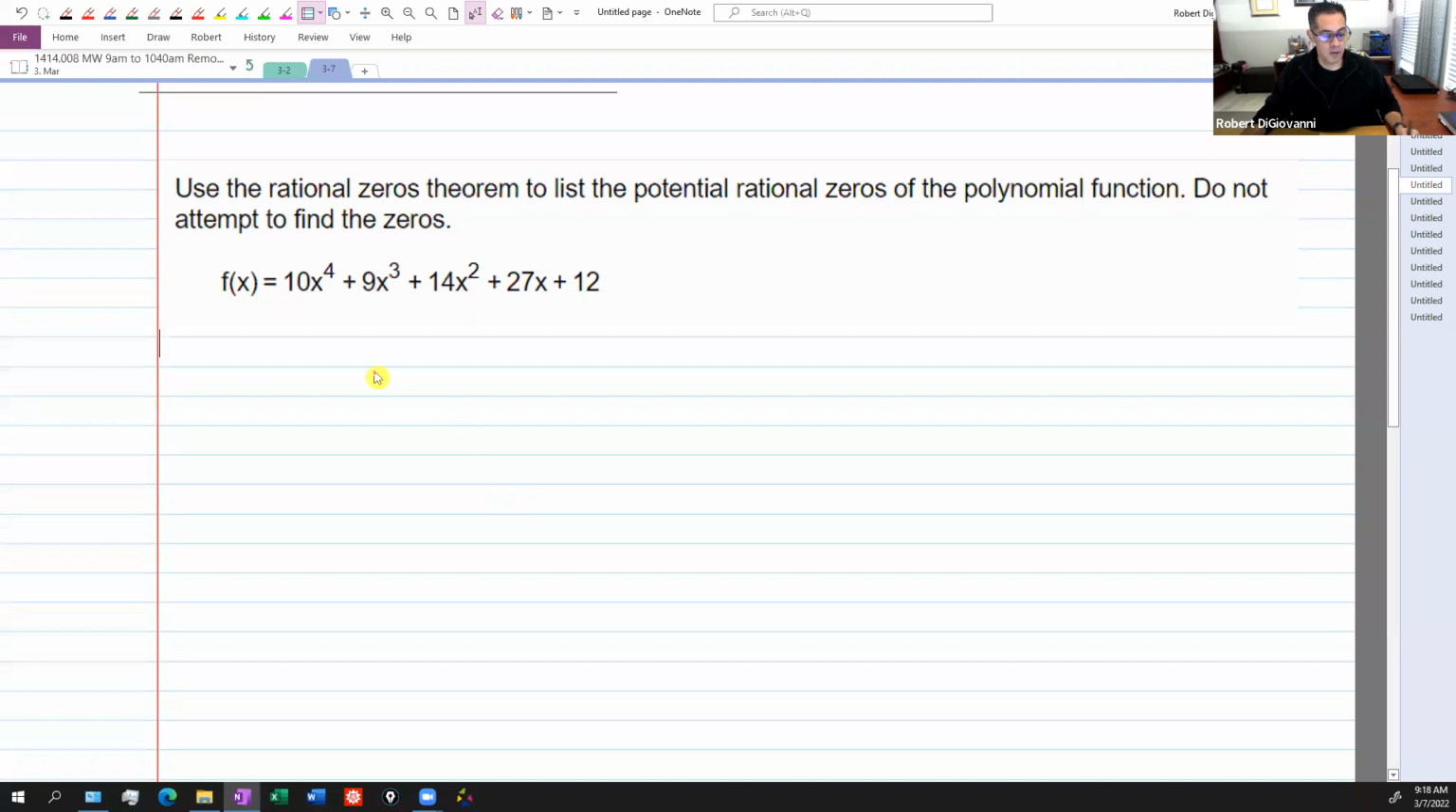Okay, so again, reading the instructions, use the rational zero theorem to list the potential zeros of the polynomial function. Do not attempt to find the zeros. So don't go and then do synthetic division. We're going to do that in the homework, but just on these problems, they don't want you to.